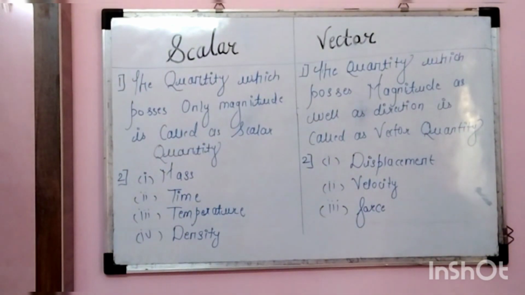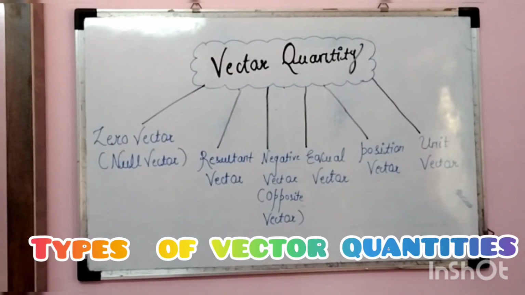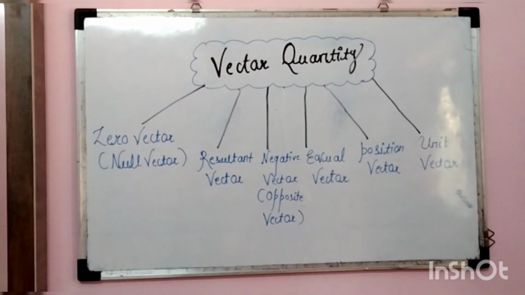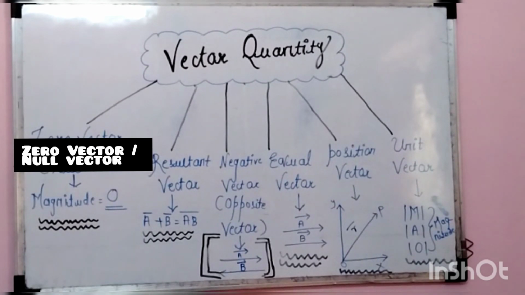In this case, mass, time, temperature and density only contain magnitude, therefore they are called scalar quantities, and in the other case, displacement, velocity and force contain magnitude as well as direction, therefore they are called vector quantities. Vector quantity is divided into 6 groups: zero vector, which is also called null vector, resultant vector, negative vector which is also called opposite vector, equal vector, position vector, and the last one is unit vector. Now firstly we will learn about what is meant by zero vector.